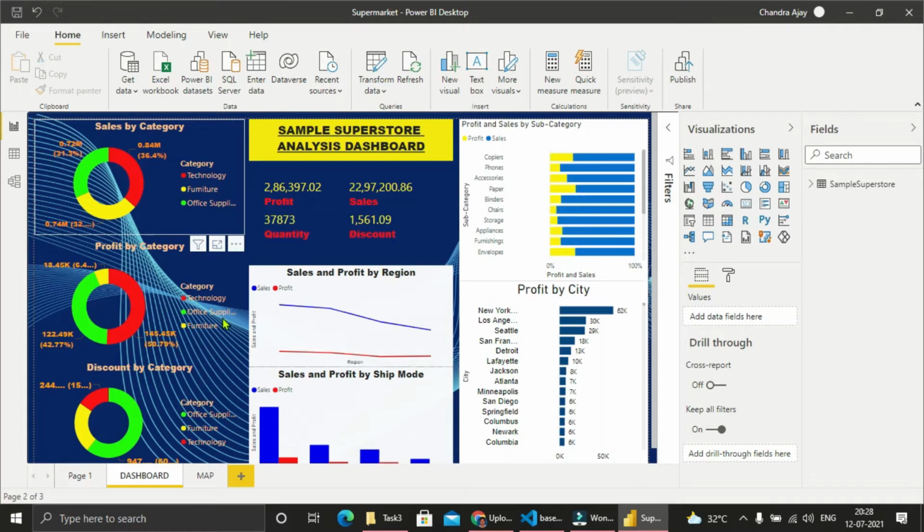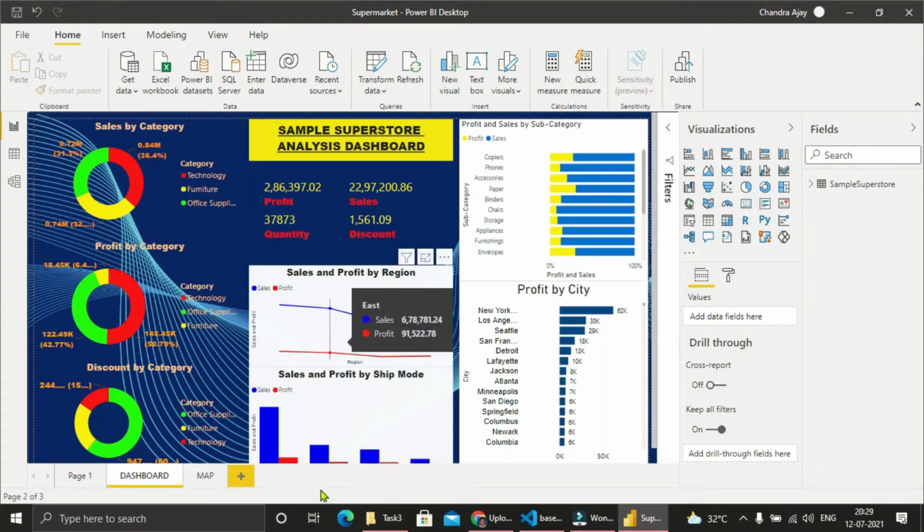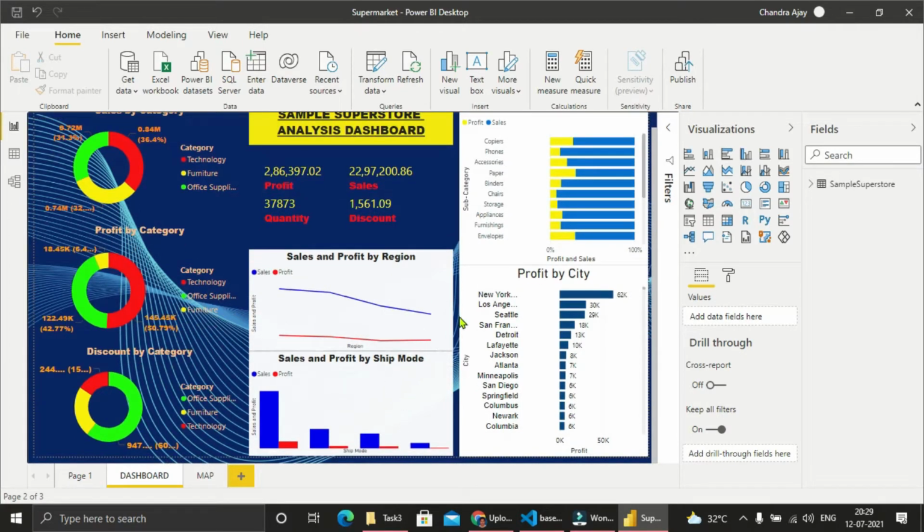This is the sample superstore analysis dashboard where we can see the total profit, total sales, total quantity along with the total discounts. On the left we can see the donut charts which consist of the sales, profit and discount details by category. The categories are basically technology, furniture and office supplies. These two graphs show the sales and profit based on the region and shipping mode. This graph shows the profit and sales by subcategory, and this graph below shows the profit based on each city.